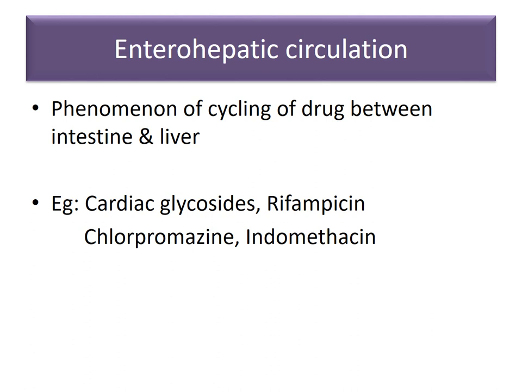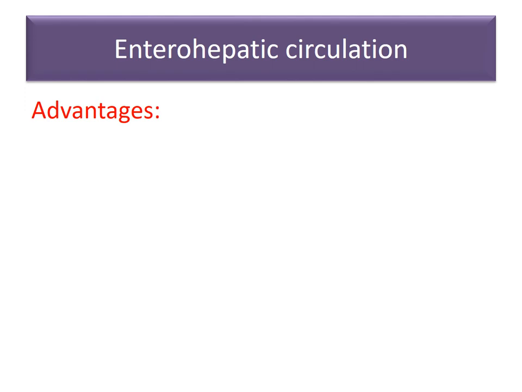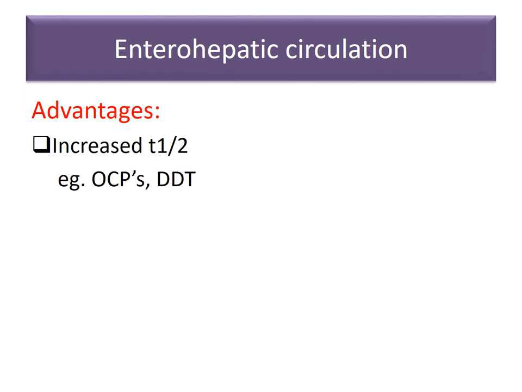Drugs like cardiac glycosides, rifampicin, chlorpromazine and indomethacin all undergo enterohepatic circulation. The advantage is that it increases the T-half. What is T-half? We will discuss it later in detail. T-half means the time required for the concentration of a drug to become half of the initial concentration. Here the enterohepatic circulation helps to increase the T-half. For drugs like OCPs and DDT, the T-half is increased due to this enterohepatic circulation.